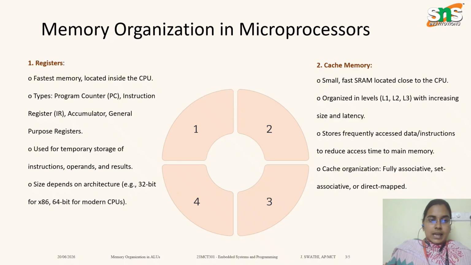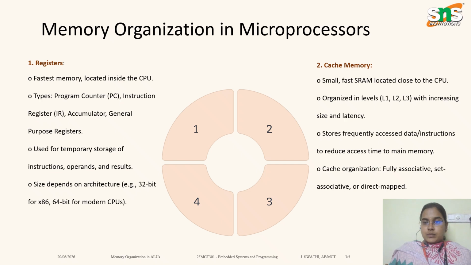Coming to the register, as we discussed, it is the fastest memory inside the CPU, and we have the program counter, instruction register, accumulator, general purpose registers, etc. It is used as temporary storage for instructions, commands, and results. And size varies, like 32 bits for the 8086 and 64 bits for modern CPUs.